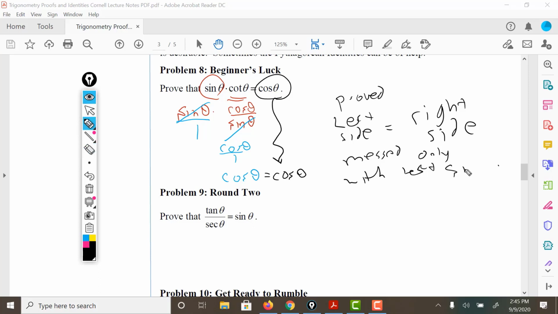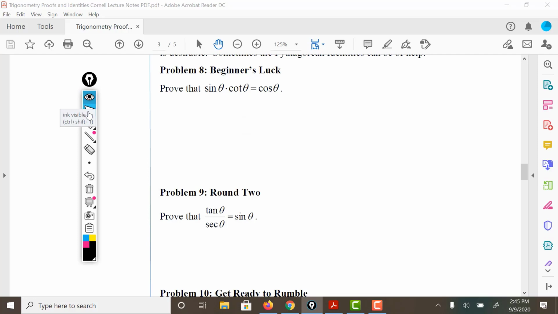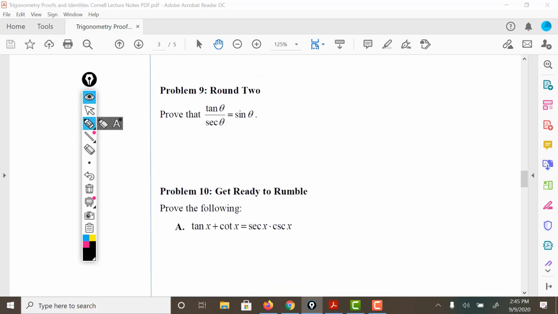Now, did you always do the left side? No. My advice is always work with the uglier side, the one that looks more complicated. So for problem 9, for example, I think you can get a feel for which is the uglier side, right? Now again, the answer has been given. So our job is to make the left side look like this. We want it to just become sine theta. So we're going to do what I suggest, and that's express these in terms of sine and cosine.